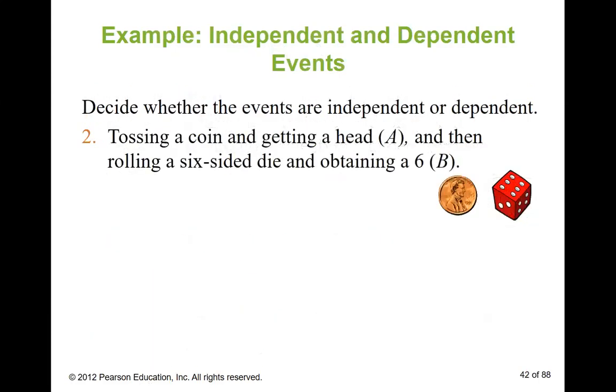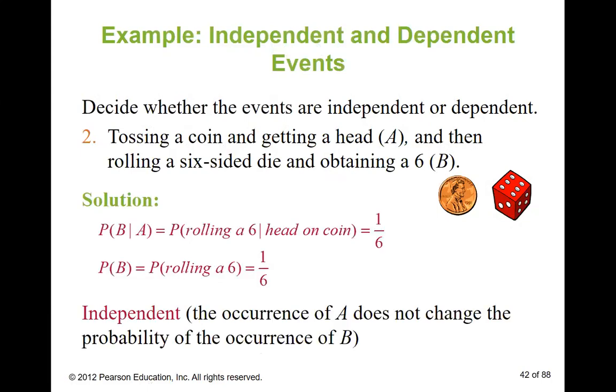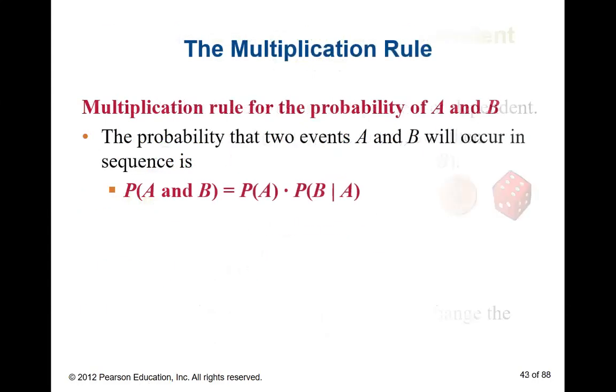All right, look at this one. Tossing a coin, getting a head, then rolling a six-sided die and getting a 6. Are those independent or dependent? Okay, I'm having a hard time telling if you're saying independent or dependent. How many of you, raise your hand if you say these are independent? How many of you say these are dependent? Good job. These are independent because it doesn't matter what happens on tossing the coin. It's not going to affect rolling the die.